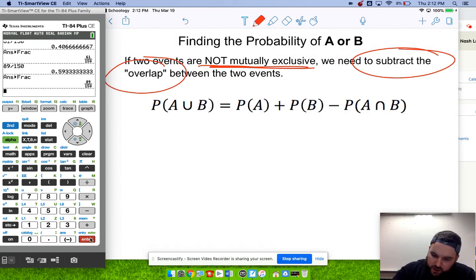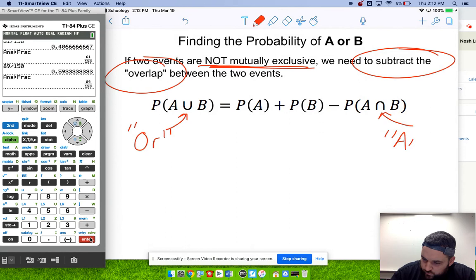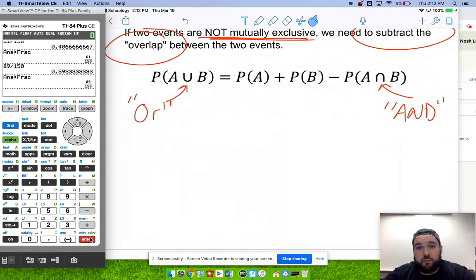Okay, so if two events are not mutually exclusive, you have to subtract the overlap between the two events. So now we get to use both our fancy new symbols. We get to use the or, we get to use the and as well. Okay. So to find the probability of A or B, you add up the total number, but you have to make sure you subtract off the overlap.